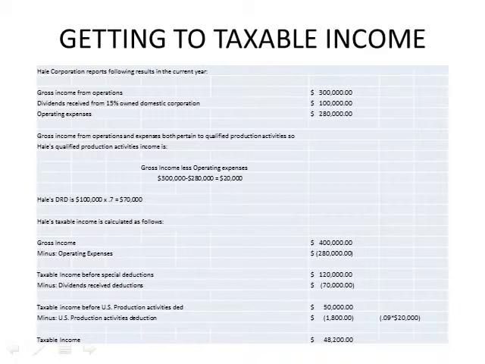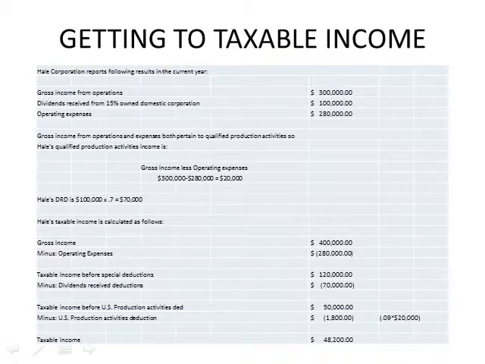In this example, we see Hale Corporation. Hale Corporation reports gross income from operations of $300,000. They also received dividends from a 15% owned domestic corporation of $100,000. The key here is the amount of the ownership, in this case 15%, and that the corporation is domestic and not foreign, because as we talked about in an earlier session, if it had been foreign, there would be no dividends received deduction allowed at all.